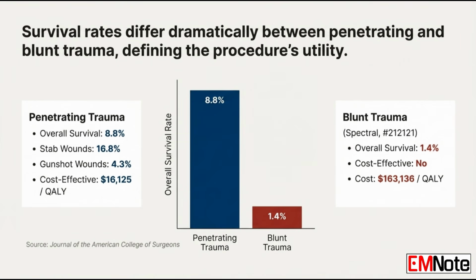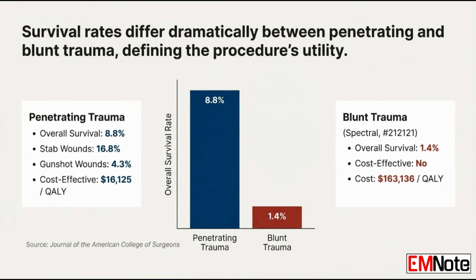And even inside the penetrating trauma group, the weapon matters, right? A stab wound versus a gunshot. Oh, absolutely. A stab wound is the most favorable scenario. The survival rate there is 16.8%. Almost 17%. And for gunshot wounds? It drops way down, only 4.3%. 16.8 versus 4.3. Exactly. That specific data is what's running through a trauma surgeon's head in real time.